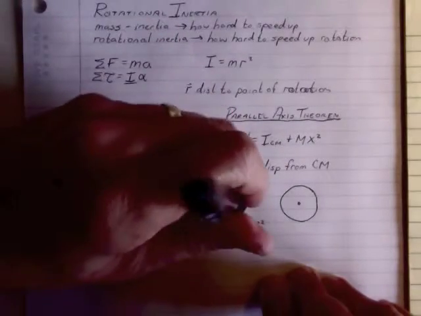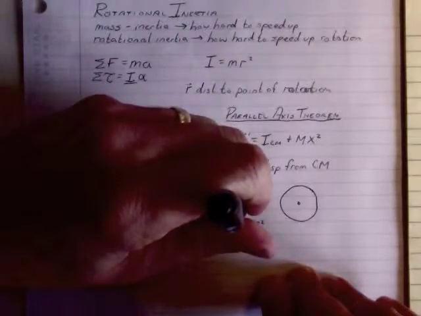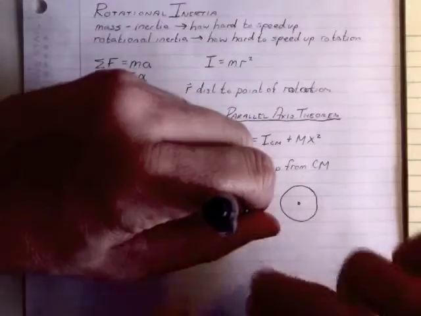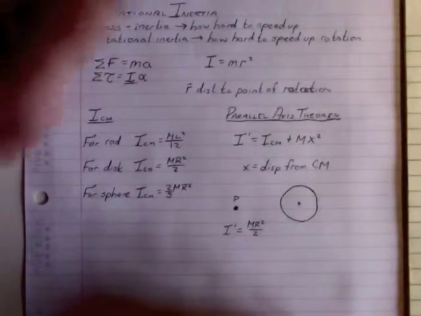And remember, this axis would be straight down through the disk. And this new axis is going to be straight down through point P. So in other words, the disk would be rotating this way, or the disk would be moving around point P in this direction. But these two axes are parallel, so we can use the parallel axis theorem.